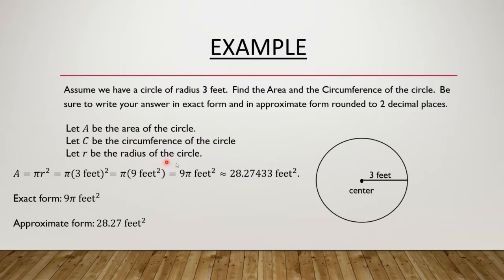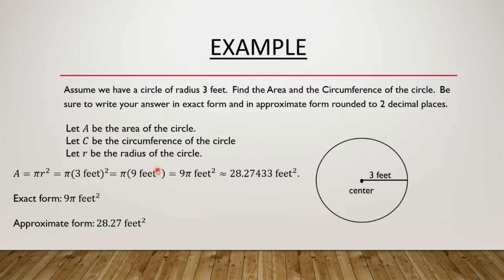This stuff I'm writing, if you don't write this on an exam, that's fine. If you have A, I'll assume it's area. But remember the formula for area, it's pi times the radius squared, right? And we know what the radius is. It's 3 feet. So we get pi times 3 feet squared. So what does this become? Well, we get pi times 9 feet squared.